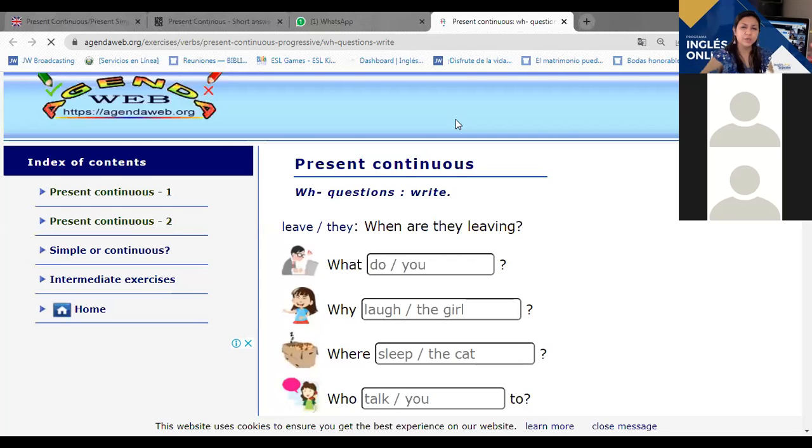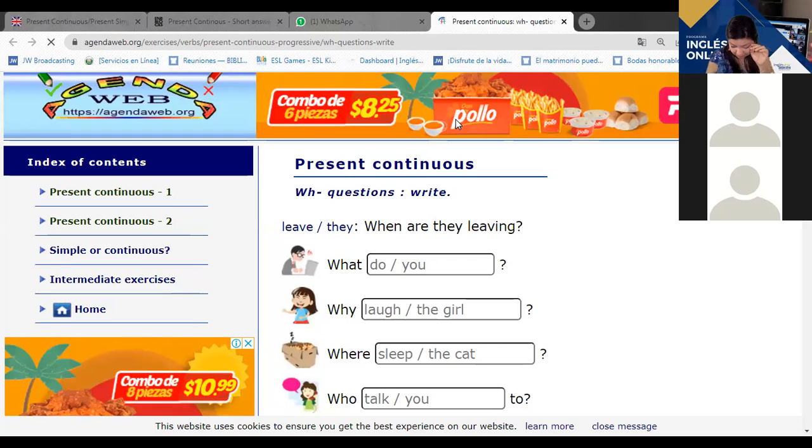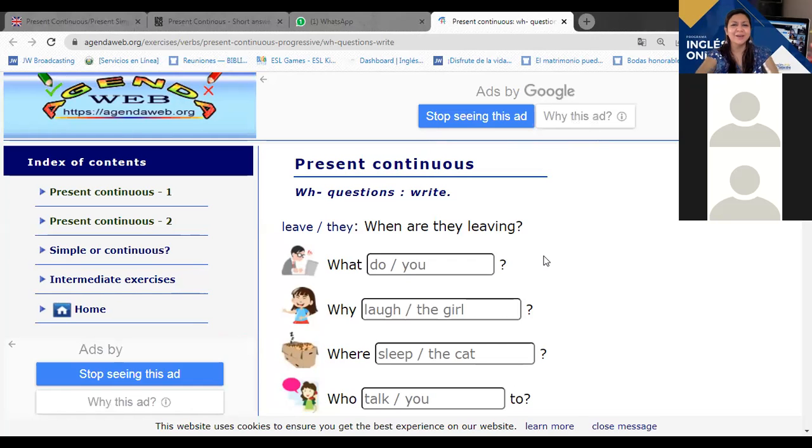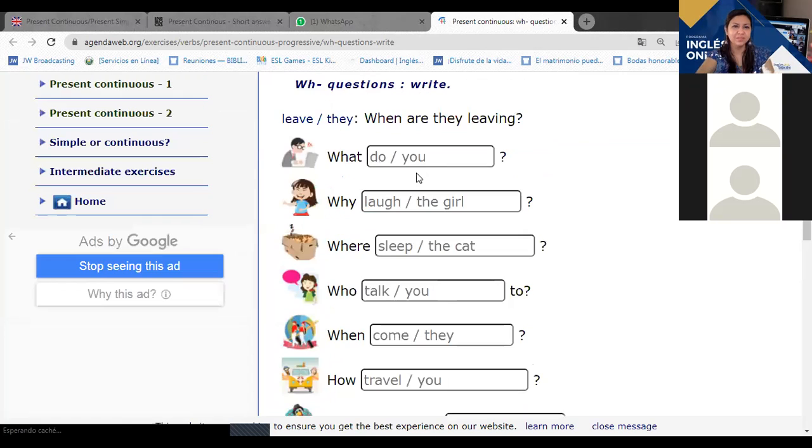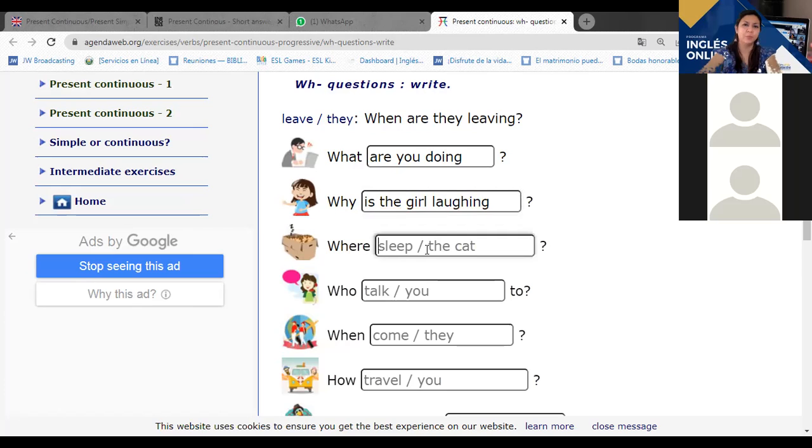So this is the exercise. And what you have to do, well, don't pay attention to the ads, they're just internet ads. Okay, so we have this one. What are you doing? Why is the girl laughing? Where is the cat sleeping? Remember the structure. We have studied this before. A WH question word, then the verb to be, the subject, and the verb in the ing form.